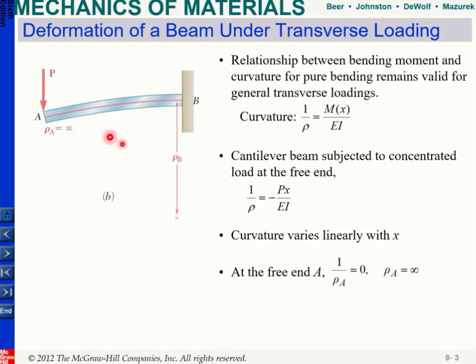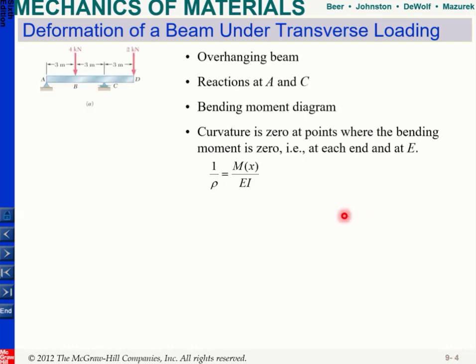And if you look at the end, at this point, since your x is equal to 0, this term will be equal to 0, and from there your radius of curvature will be infinity, which means that basically it will be flat. At point B you can get a specific value for this radius of curvature, or the value for curvature. So as long as I know my moment, I can determine my curvature or radius of curvature.